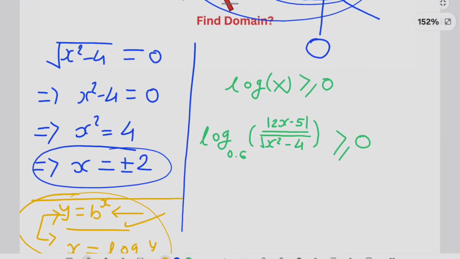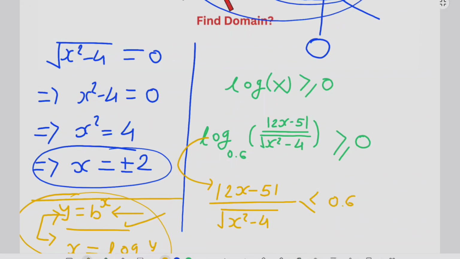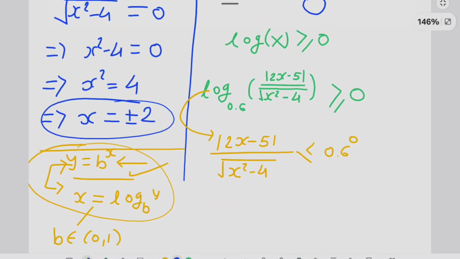So we can apply this rule. So here the answer will be mod 2x minus 5 divided by under root x square minus 4 less than or equal to 0.6 to the power 0. Okay, why have we changed the sign? You can see that here the direction of the sign changed, because we changed the logarithmic to exponential form. So you have to remember that point.